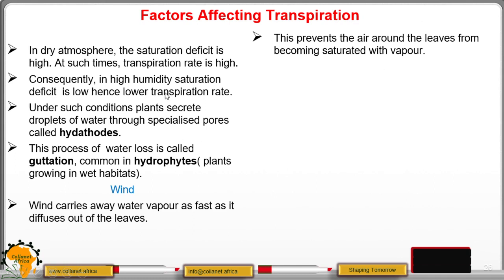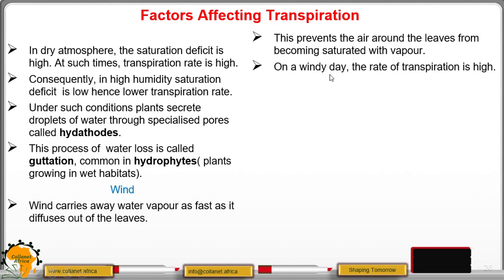And when we are talking about saturation deficit, deficit is shortage and saturation is capacity. So there is shortage in capacity. So as the wind carries away the water vapor as soon as it diffuses out of the leaf, that prevents the air around the leaf from becoming saturated or having high capacity of water vapor.